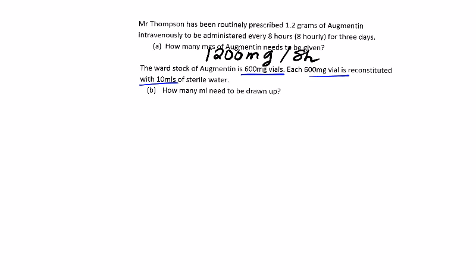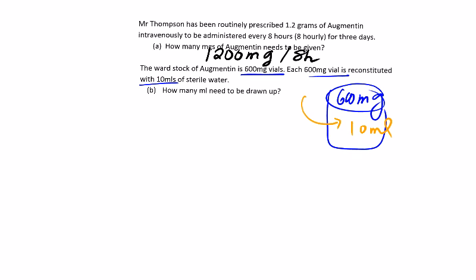So we have the 600 milligrams, and we're going to actually reconstitute it with 10 mils. So we can use that as our concentration. We can say this is actually our have if we're using the box, because we have those two quantities connected. It's a ratio. For 600 milligrams, you add 10 mils. So 600 milligrams, we add 10 mils.